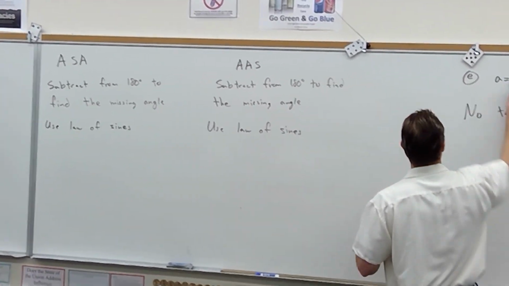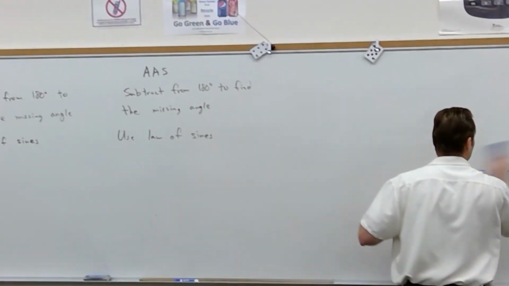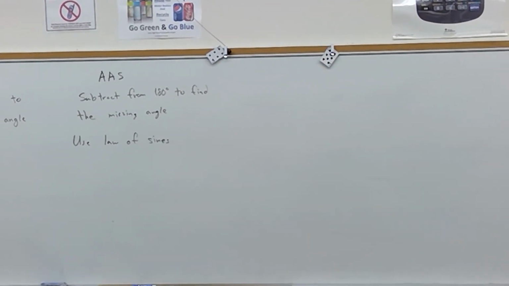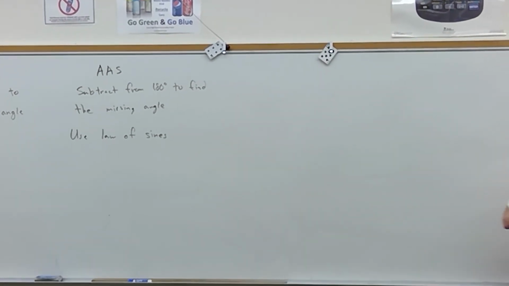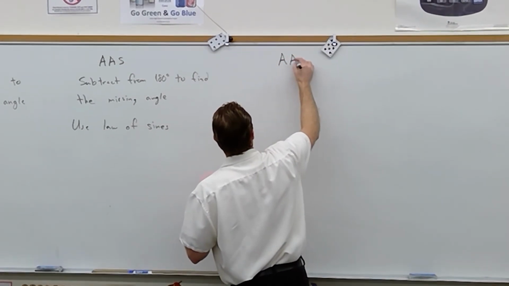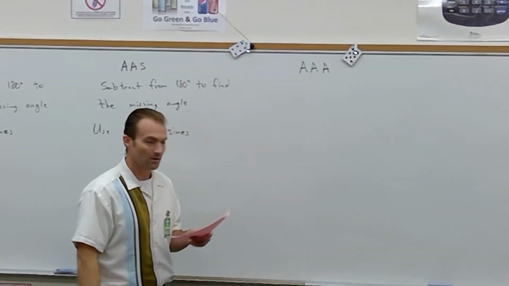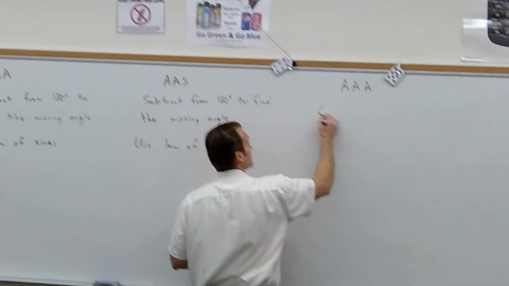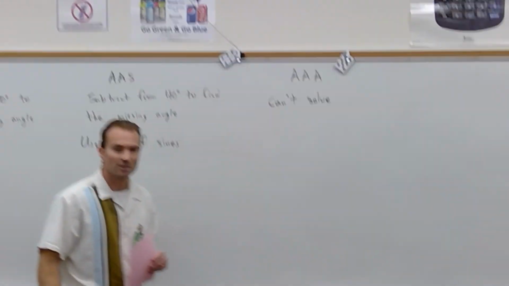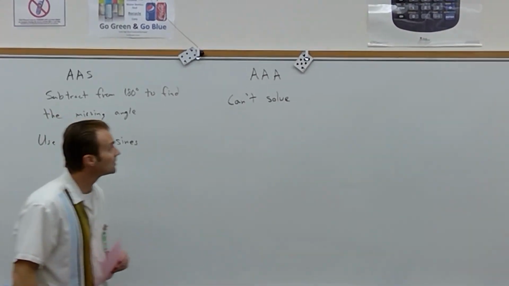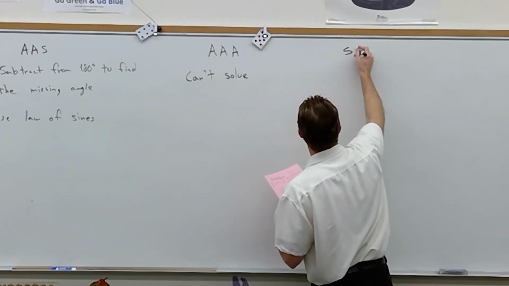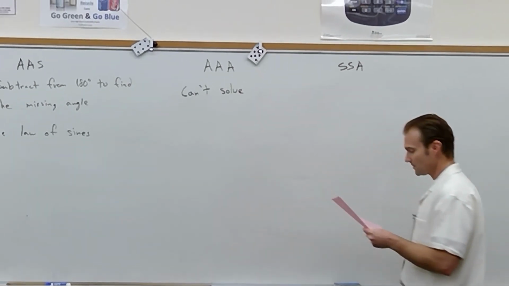Okay, we've got angle, angle, angle. And of course, this one we can't solve, because there's an infinite number of possible triangles that have the same three angles. And the last one, the hardest one, is the ambiguous case, side-side-angle.